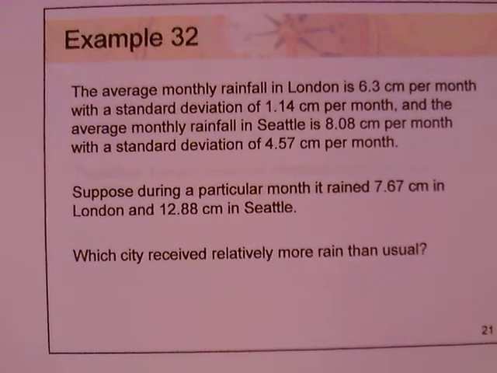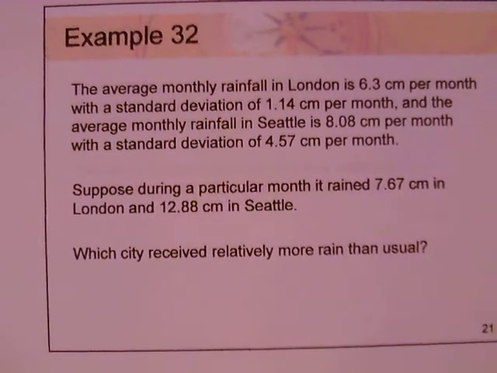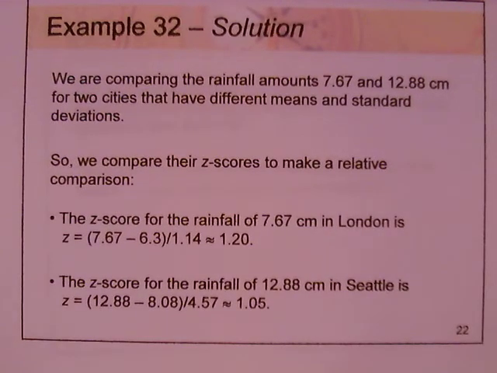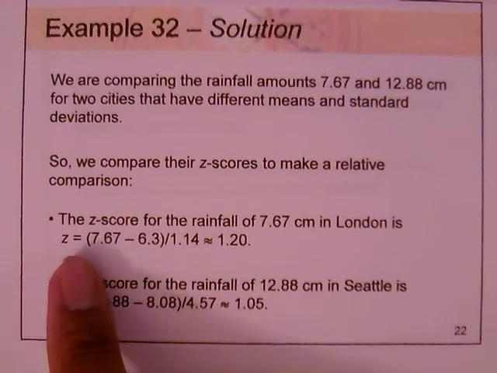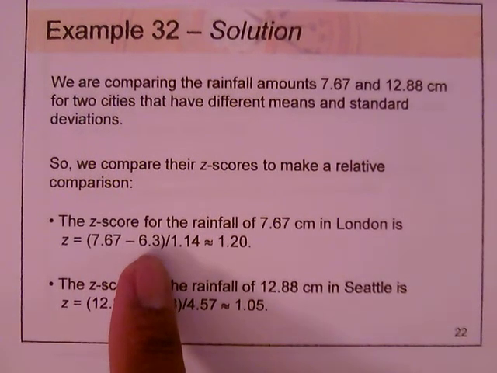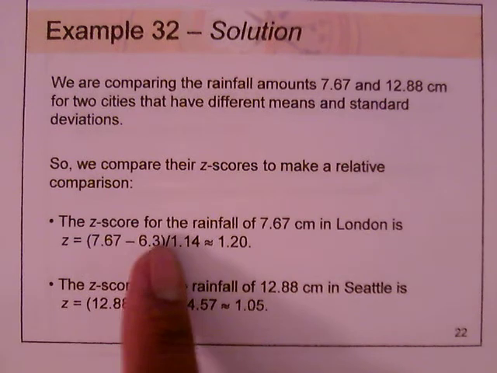So in this case, here we're comparing the rainfall amounts of 7.67 and 12.88 centimeters for two cities that have different means and standard deviations. So we compare their z-scores to make a relative comparison. So the z-score for the rainfall of 7.67 centimeters in London is going to be calculated as this. Z is equal to (7.67 minus 6.3) divided by 1.14.